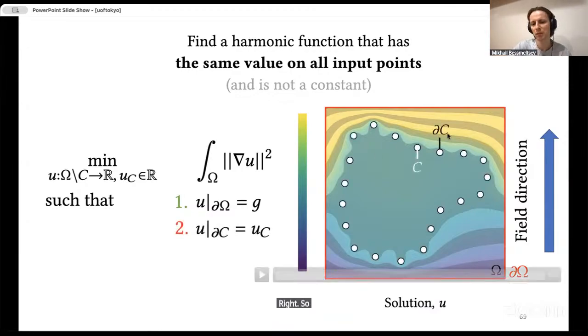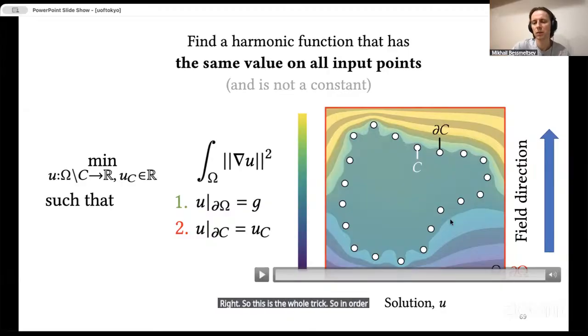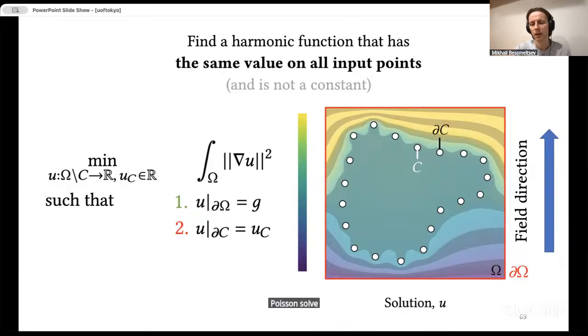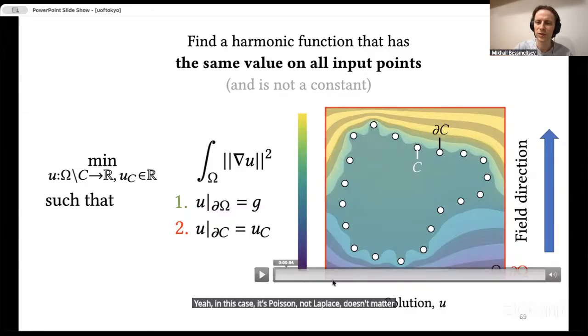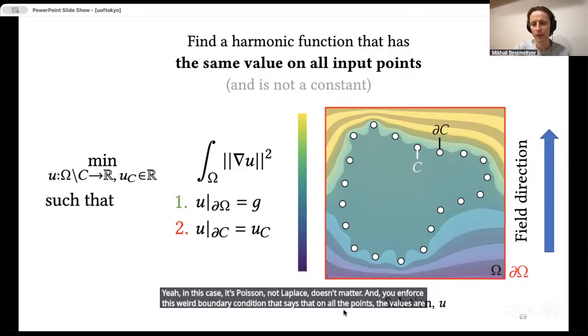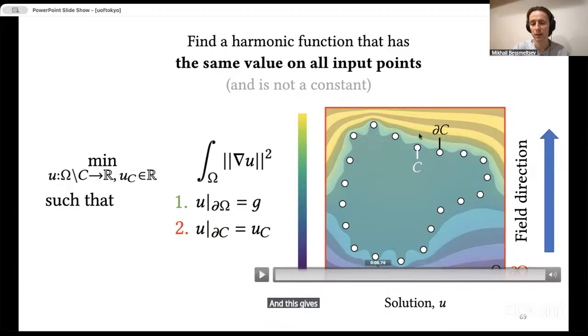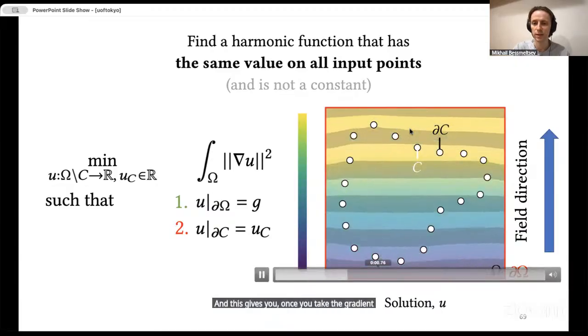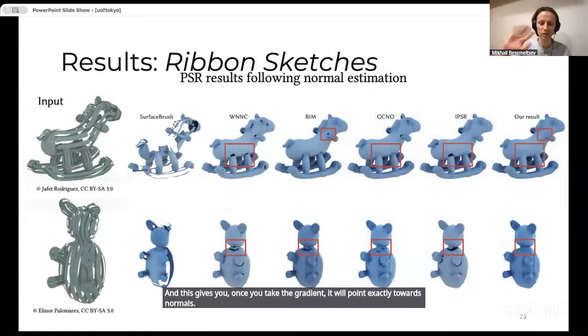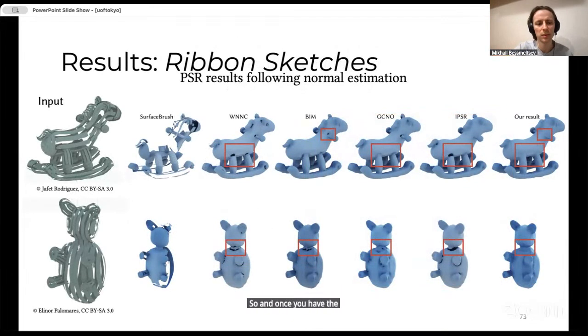So this is the whole trick. In order to orient a point cloud, all you do is compute one Poisson solve. In this case it's Poisson, not Laplace, doesn't matter. And you enforce this weird boundary condition that says that on all the points, the values are all the same. Once you take the gradient, it will point exactly towards normals. And once you have those normals, you can do standard reconstruction.